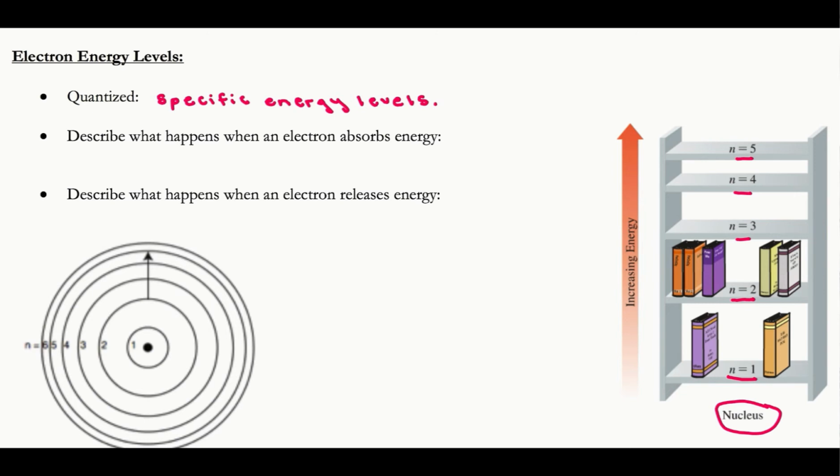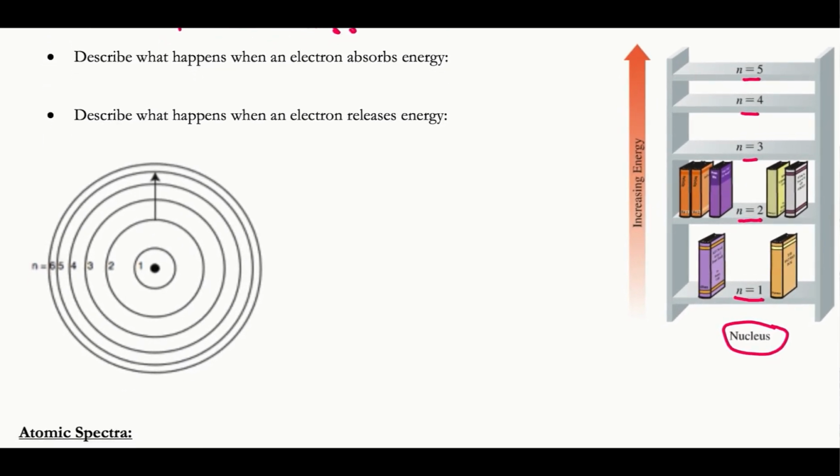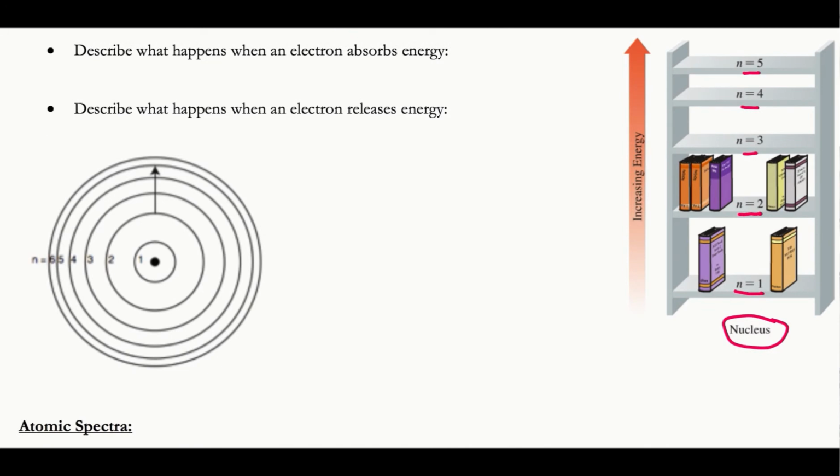If you notice here, I've got my atom. What happens in fireworks is, let's say, for example, I have an electron that is in the first energy level. Energy is provided to that electron, which allows it to absorb energy, and it will jump to a higher energy level. So what happens to an electron when it absorbs energy? It jumps to a higher energy level.